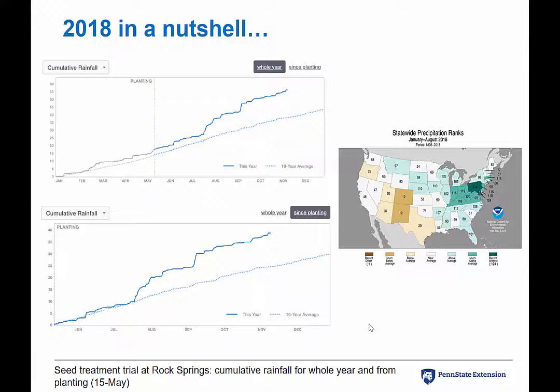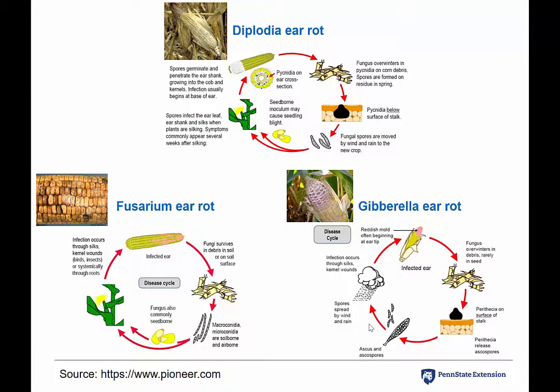Do we chalk it up to an unusual year? There's still things we can learn, obviously, but it is something we have to catalog. So what are we seeing at the end of the season? Things that have popped up, a lot of ear rot issues, a lot of grain quality issues.